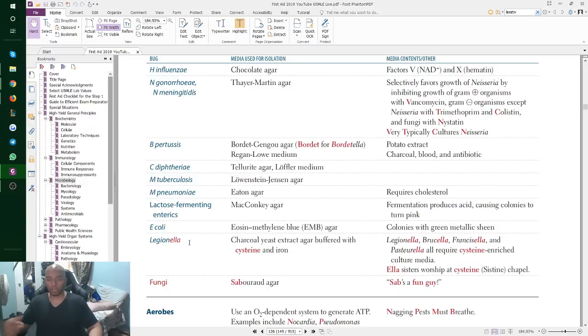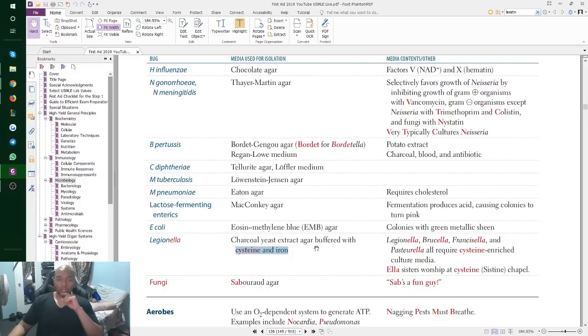I have pictures as we keep going. Legionella, we just talked about earlier, where you need a silver stain. Here we're talking about the charcoal yeast extract agar buffered with cysteine and iron. This is also going to be described in the same Sketchy Micro image. They'll talk about this cysteine and iron there as well.